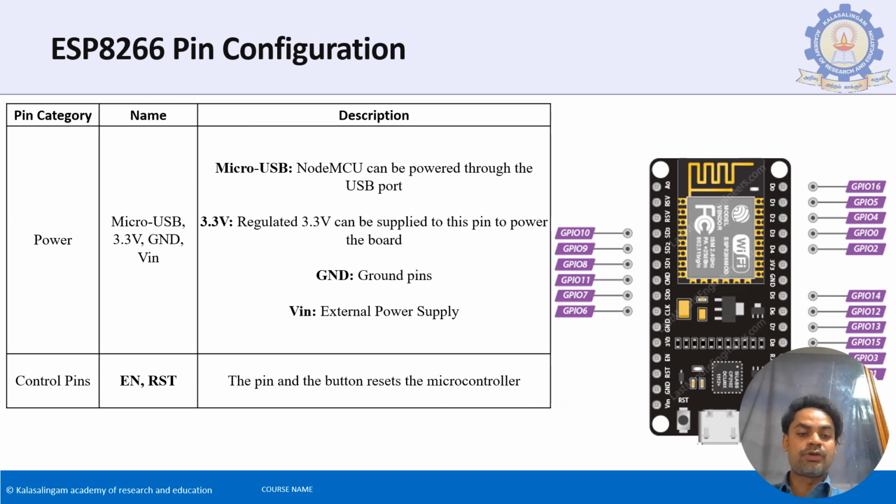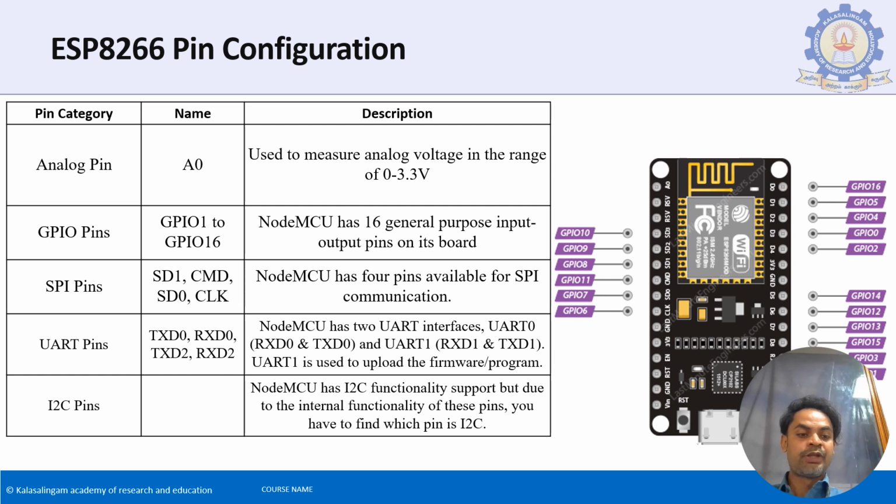As I told you earlier, it has a micro USB port to power it up. It has a 3.3 volt power supply, a ground, or you can give an external power supply through the VIN pin. Either through the power supply port or through the VIN pin, you can give external power. It has an enable and reset pin. Then it has one analog pin. Arduino Uno had 6 analog pins, but here it has only one analog pin, called A0, which works in the range 0 to 3.3.